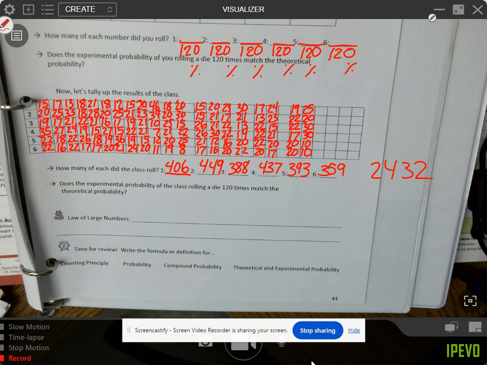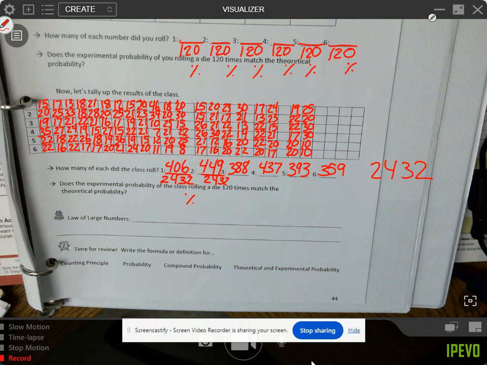So we had a few extra rolls that got counted, so we're going to use that as our total number of rolls. Instead of 2,000, what was it supposed to be, 2,400? Yeah. So we had 32 extra rolls, we're going to count that so we get the correct probability. So we're going to divide each of these by 2,432. We're going to write the percentages underneath, just like we did on top.